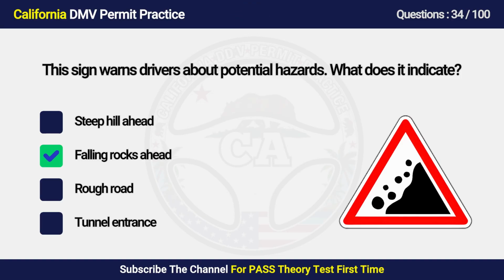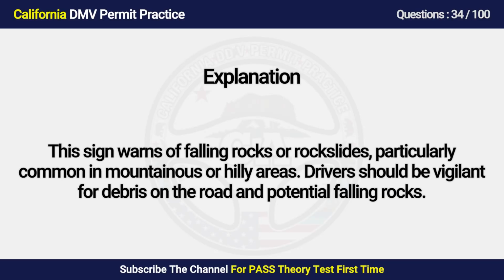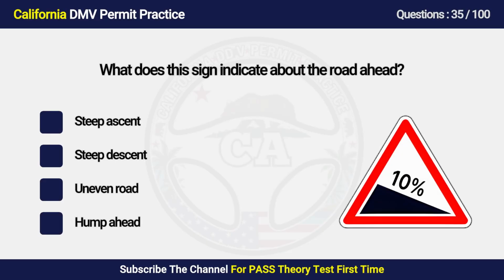Answer is B, falling rocks ahead. This sign warns of falling rocks or rock slides, particularly common in mountainous or hilly areas. Drivers should be vigilant for debris on the road and potential falling rocks. Question 35. What does this sign indicate about the road ahead?